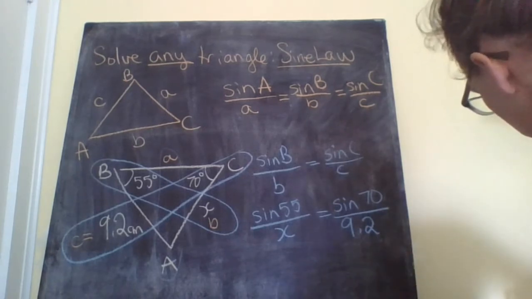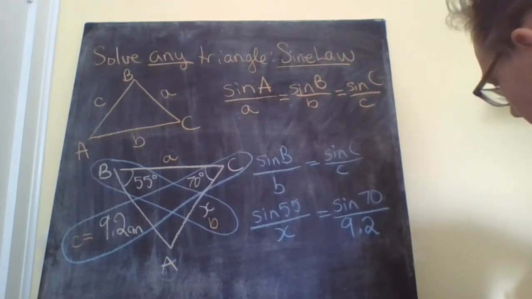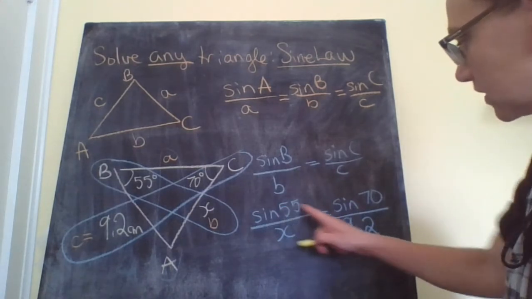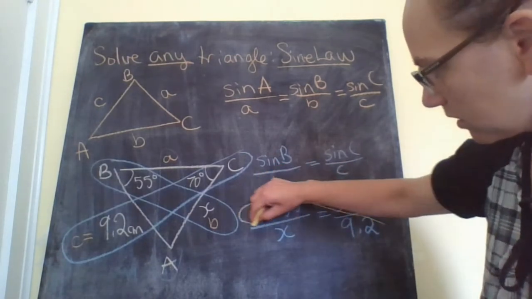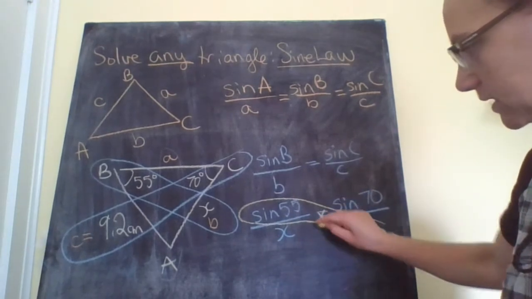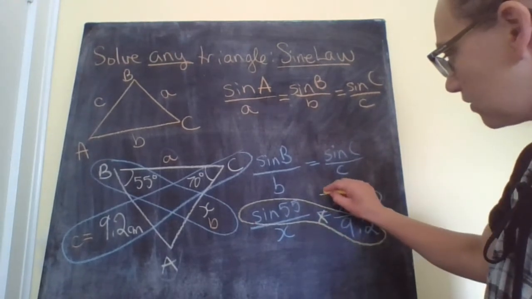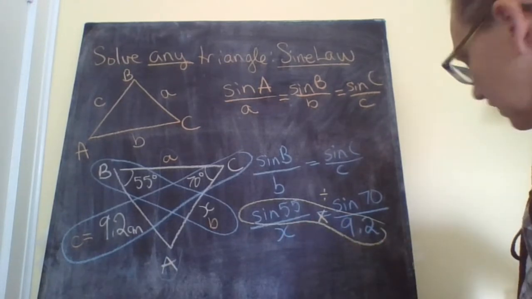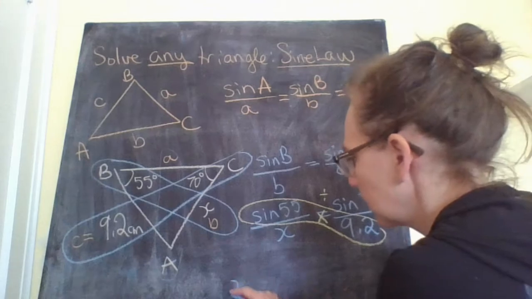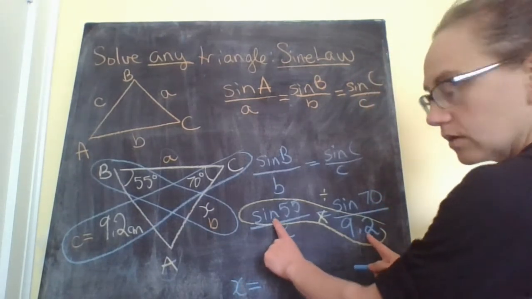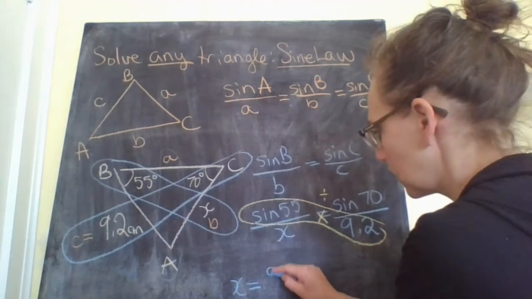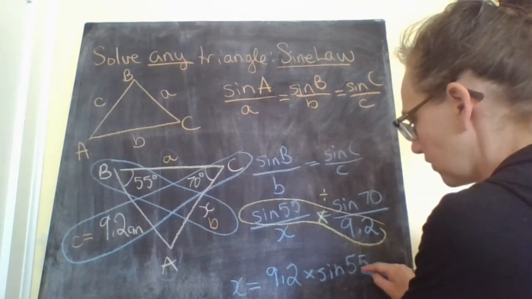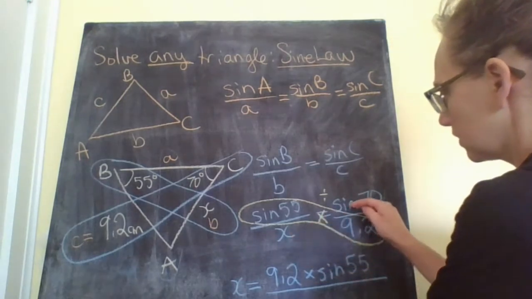We can solve. So this is where our wonderful cross multiplying comes into play. You take the 2 numbers that are diagonal from each other. That's what we're multiplying, and we're going to divide by the one that's diagonal from the x. So what does that look like? That looks like x equals the diagonal ones, so 9.2 times sine 55, all divided by sine 70.